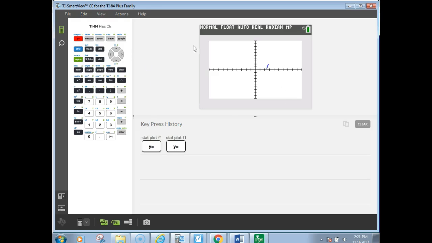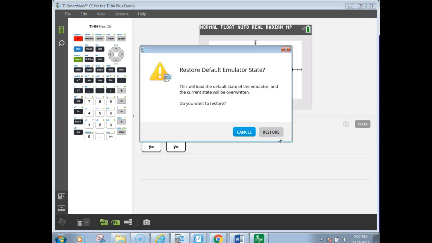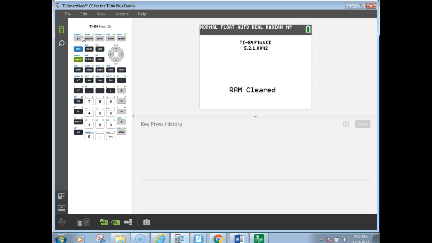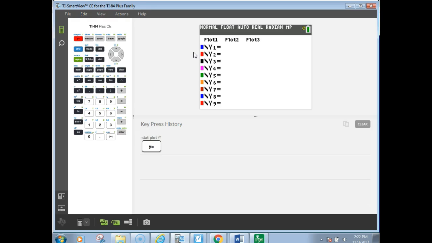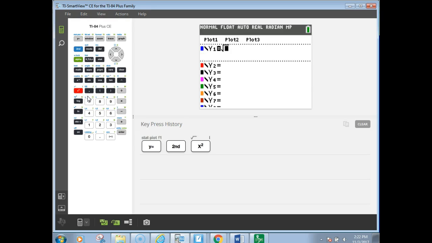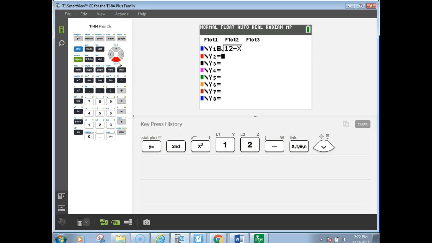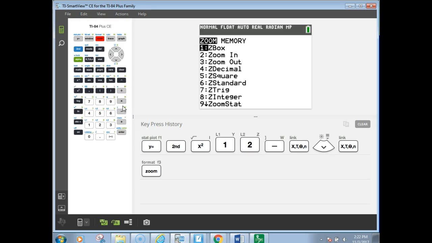Oh, I thought I fixed this. I know, but I had a problem. I reset it. I'm just clearing it so I can start over because I froze it earlier today. All right, second, square root of 12 minus x. Okay, in y2, I'm going to put in x, right? And then I'm going to hit zoom 6, so everybody's looks the same.